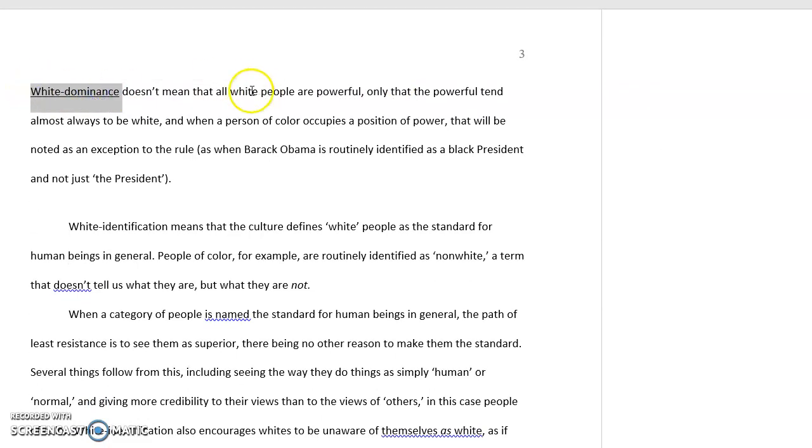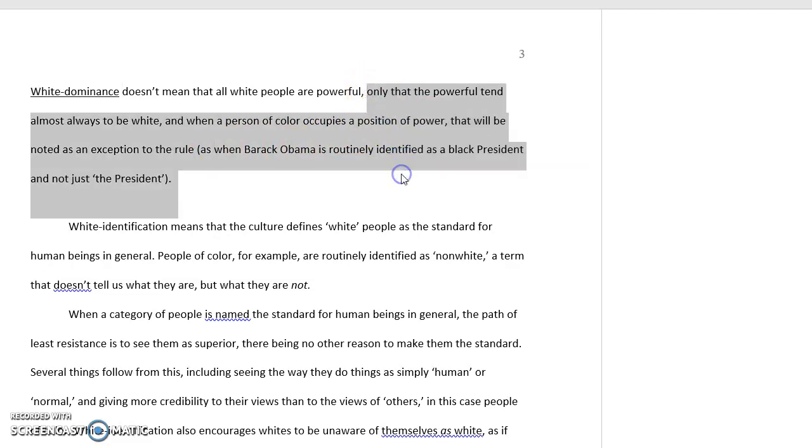White dominance doesn't mean that all white people are powerful, only that the powerful tend almost always to be white. And when a person of color occupies a position of power, that will be noted as an exception to the rule, as when Barack Obama is routinely identified as a black president and not just the president. So I'm going to underline that. That sounds really important. It sounds familiar.